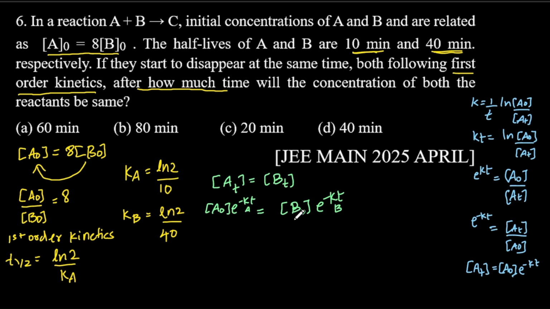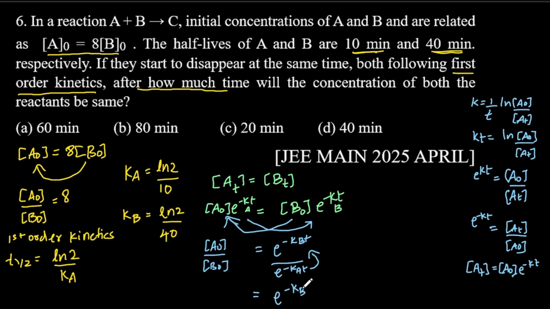Now we have to simplify this. Take this B naught to the left hand side. So concentration of A naught divided by concentration of B naught is equal to, take this e power minus kAt to the right hand side, so it is e power minus kBt divided by e power minus kAt. When you simplify this by taking this to the numerator, you will get e power minus kBt plus kAt. You can take the t in common also. This kA term is positive, so we can write this as (kA minus kB) into t.